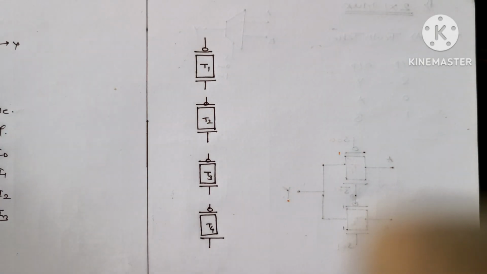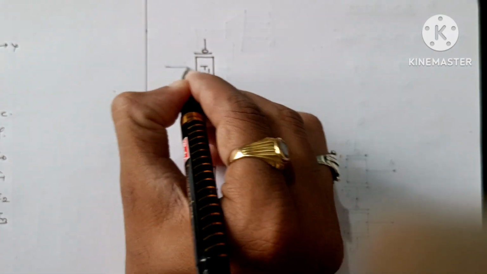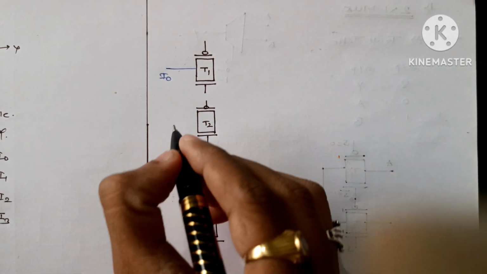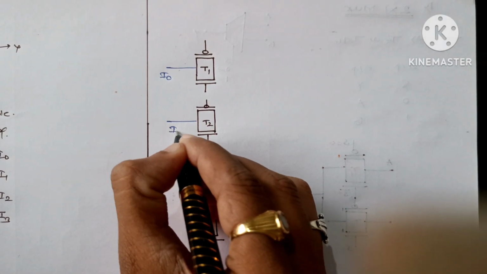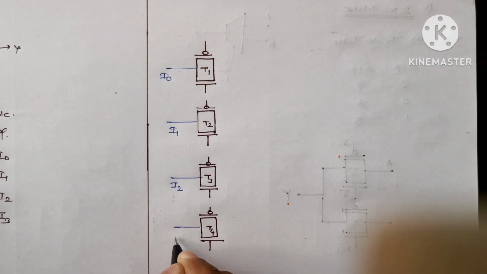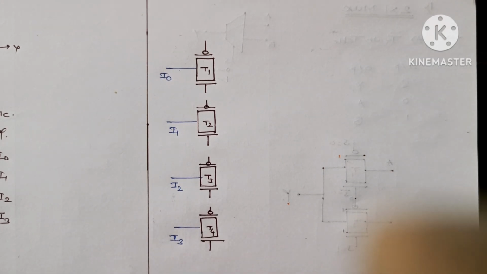Now we'll assign the input. We are having 4 inputs, I0, I1, I2, I3. So for the first transmission gate, we'll connect this with I0. For the second, we'll connect I1, third I2, and here we'll connect I3.